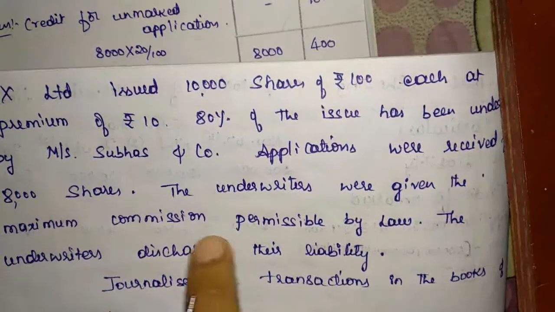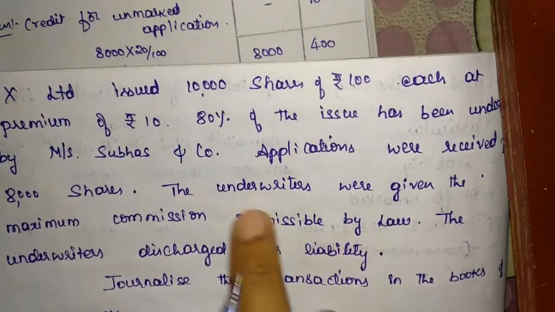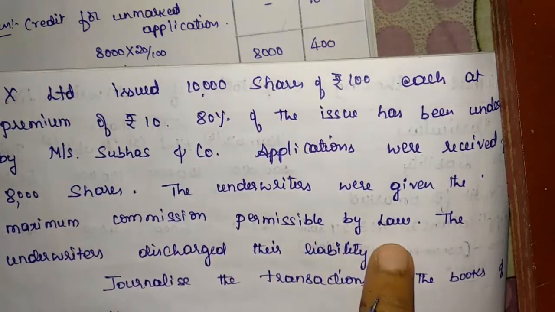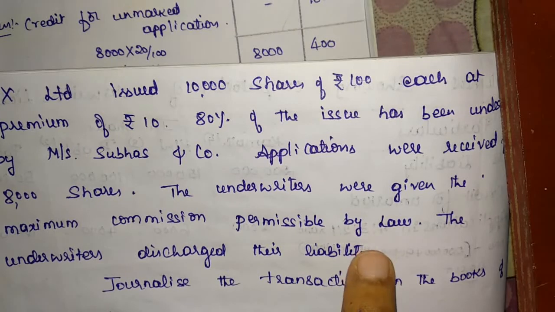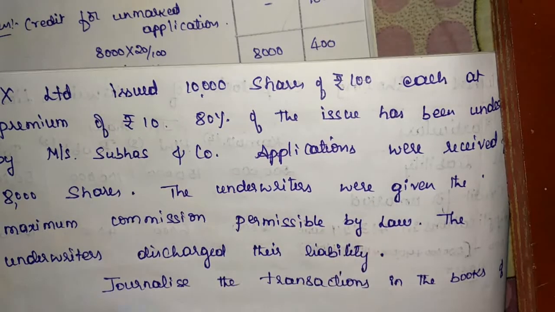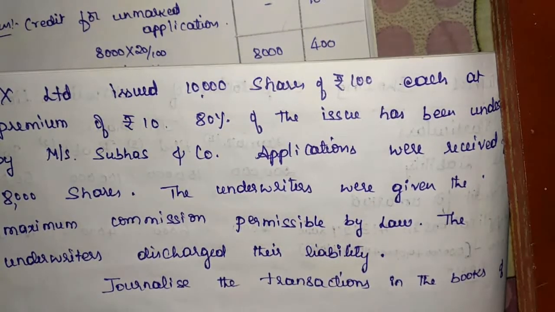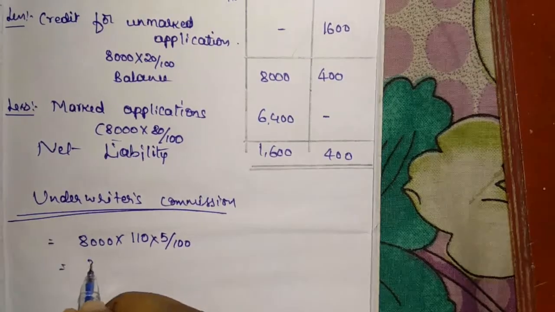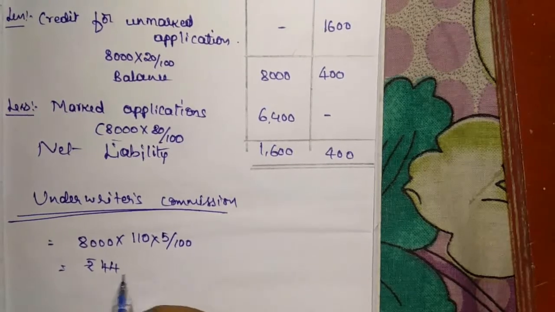Here the rate of commission is not mentioned, but they have asked what? The underwriters were given the maximum commission permissible by law. So what is a commission permissible by law? That is 5% is a maximum rate of commission you can give to the underwriter. That is on issue price. On issue price, commission should not exceed 5%. So the commission is rupees 44,000.